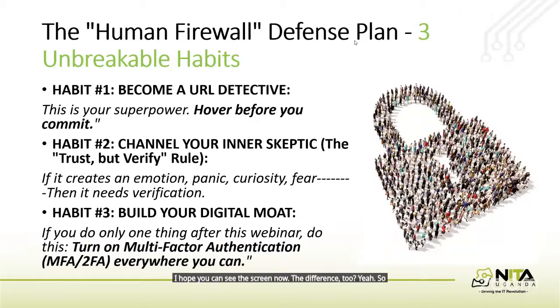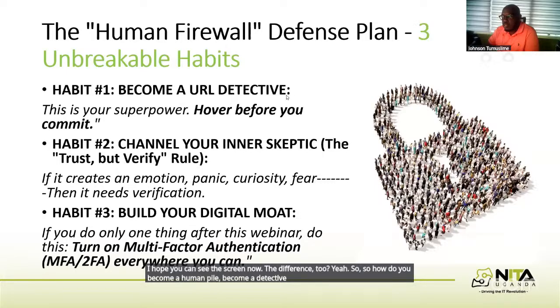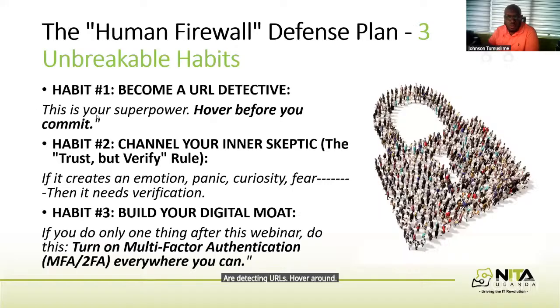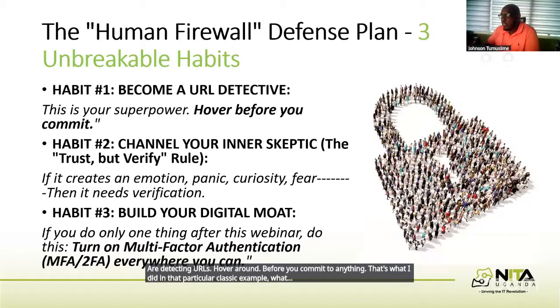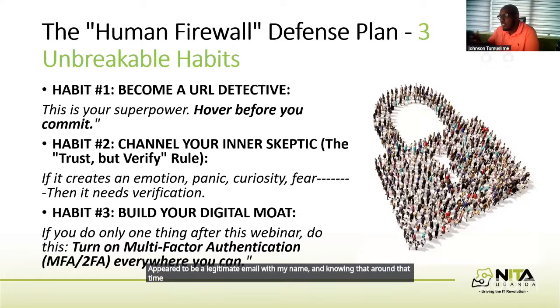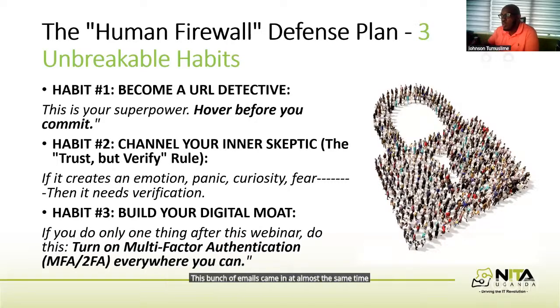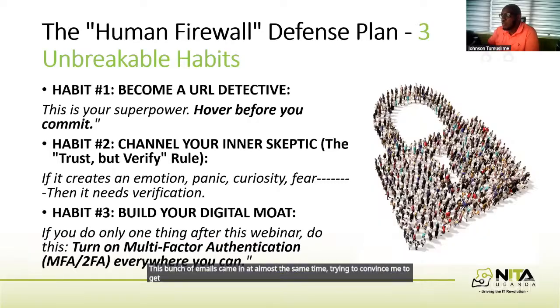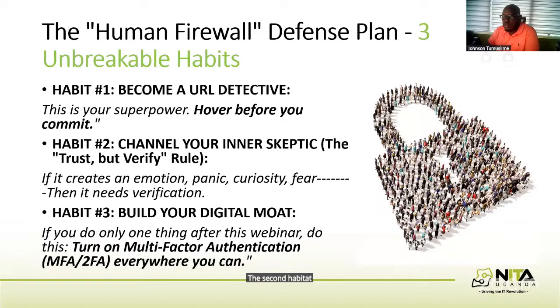So how do you become a human firewall? Become a detective at detecting URLs. Hover around before you commit to anything. That's what I did in that classic example of what appeared to be a legitimate email with my name, knowing that around that time I was actually interested in travel. This bunch of emails came in at almost the same time, trying to convince me to get a discount and travel to the UAE. The second habit I would empower you to adopt is to think before you take any action.